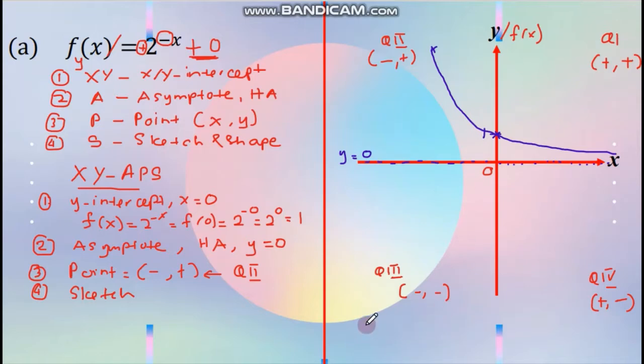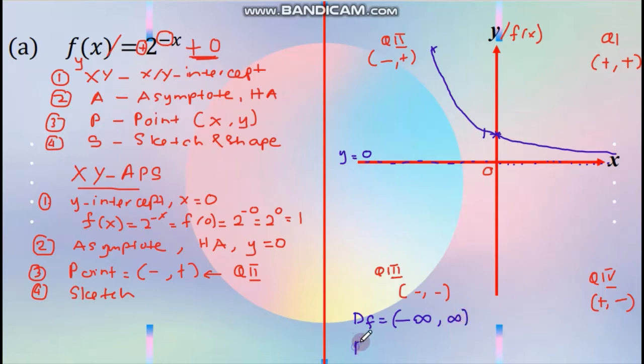Okay. After that, state the domain and range of f. So, the domain of f refers to the values of x. From the graph, the minimum value of x approaches negative infinity. And the maximum value of x, when we extend, our x approaches positive infinity.